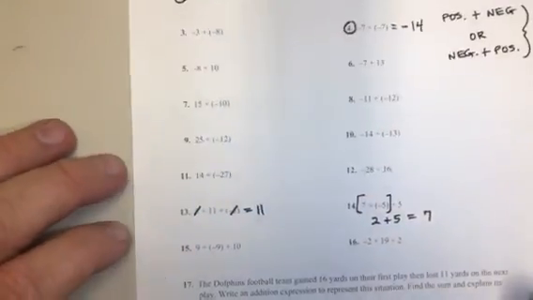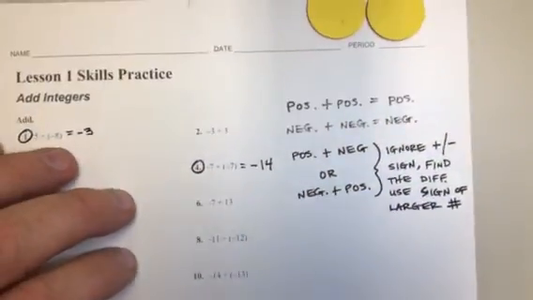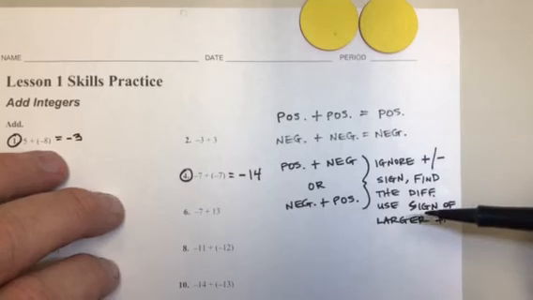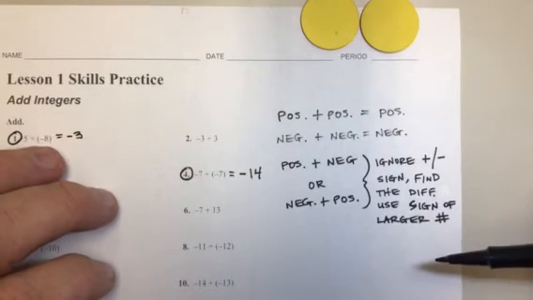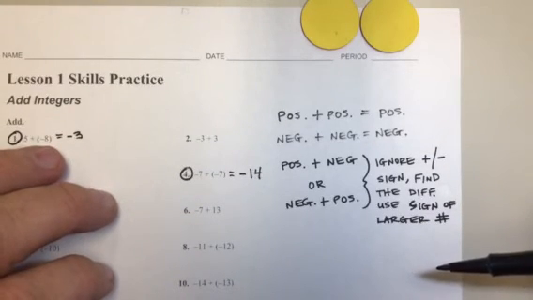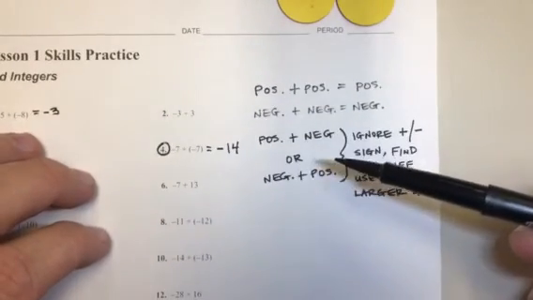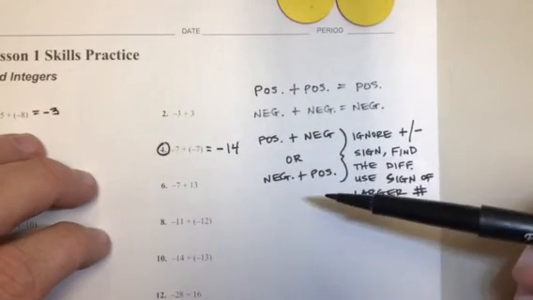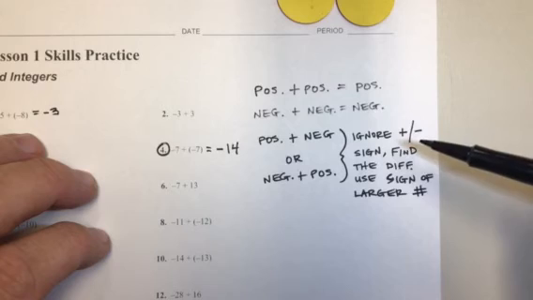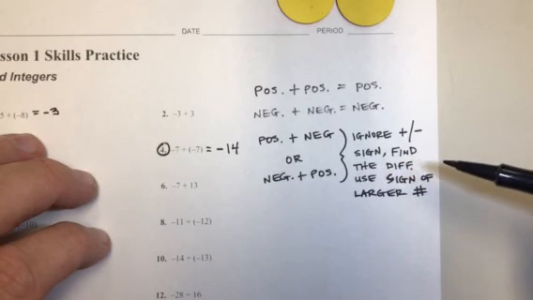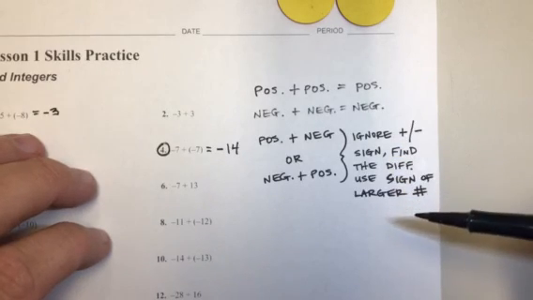All right. Hope this helps you with your homework tonight. One more time, here are the rules that can help you. Positive plus positive is positive. Negative plus negative is always negative. And then positive plus a negative or negative plus a positive, you ignore the signs. You find the difference between the two numbers, and then you use the sign of the larger number.